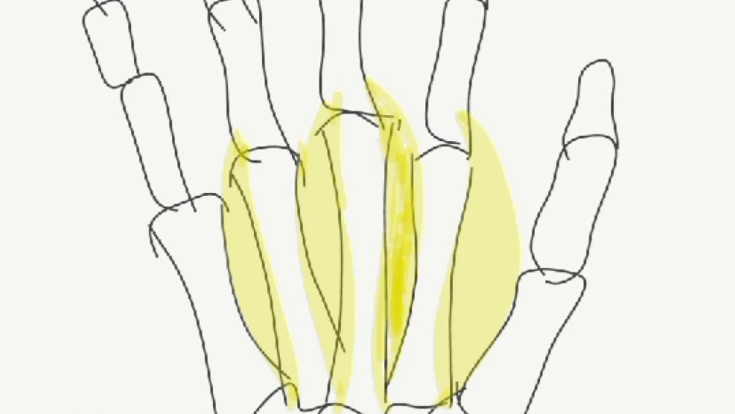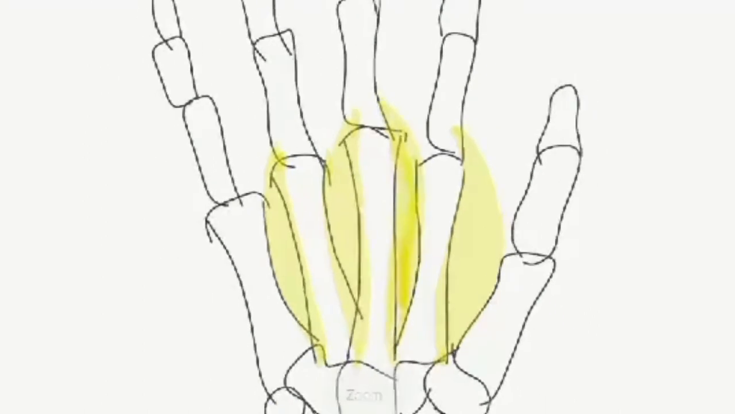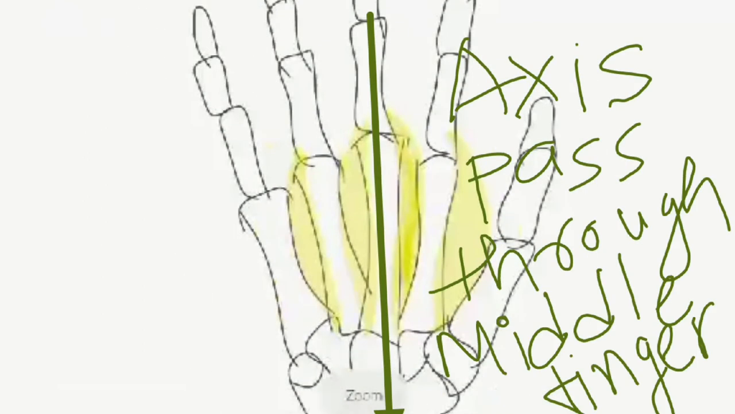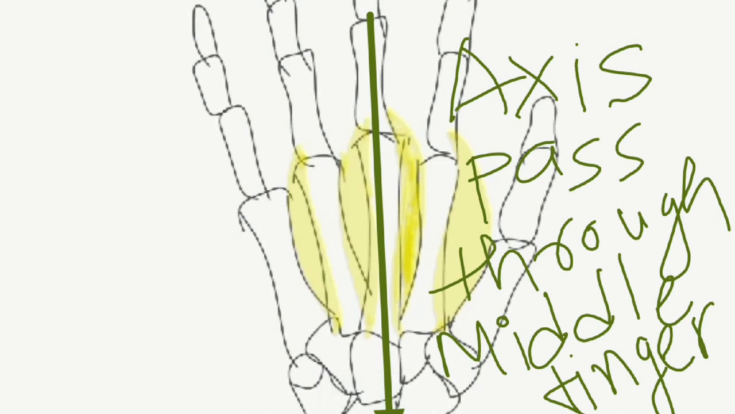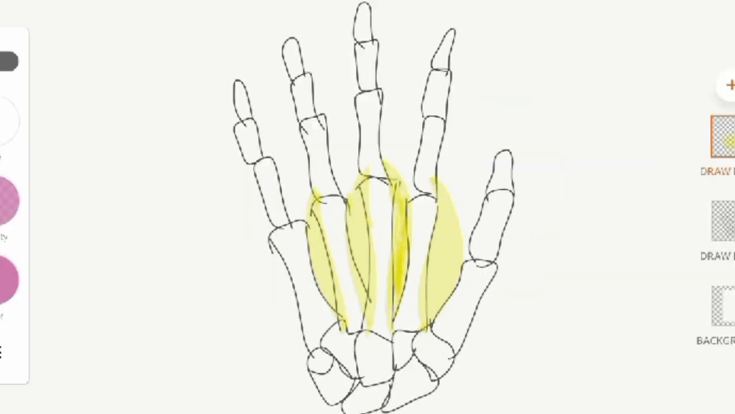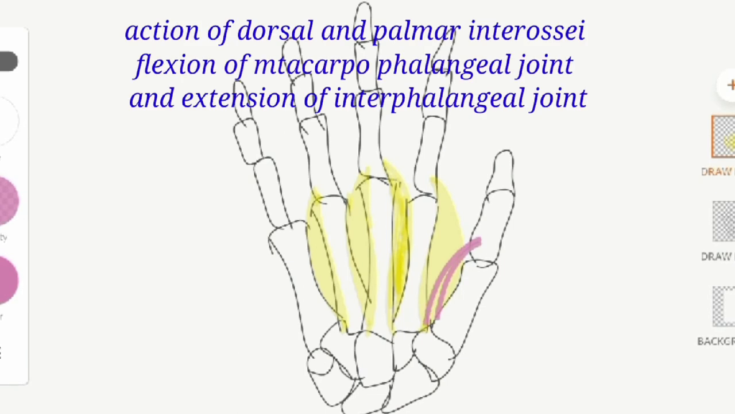The palmar interossei adduct the finger. The palmar interossei are not attached to the middle finger, whereas the second and third dorsal interossei are attached to the middle finger.